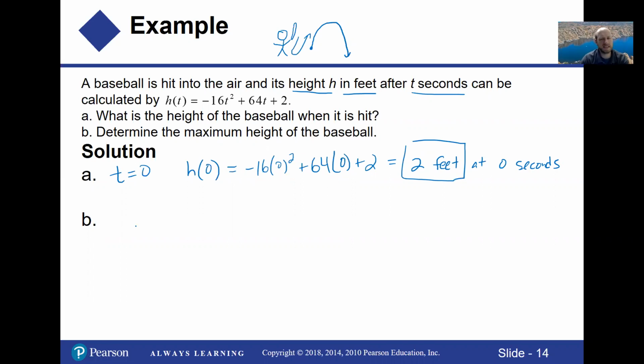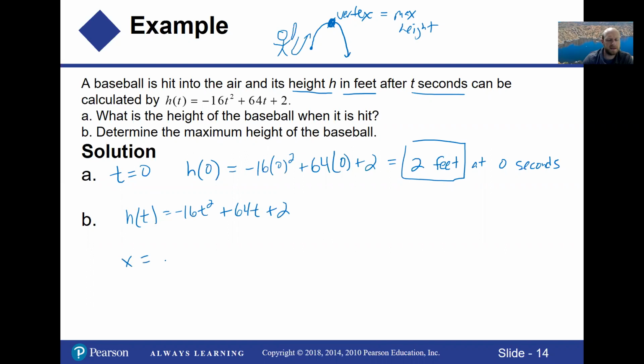Now, what is the maximum height of the baseball? The maximum height is going to occur wherever the vertex is. Our vertex is equal to the max height. So let's figure that out. Let me write down the equation of our quadratic again.